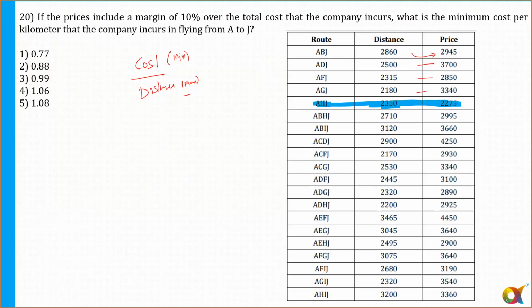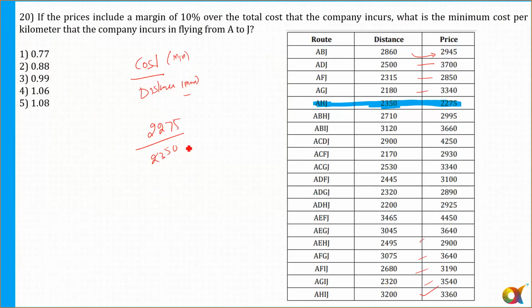So you can see here, everywhere it is more, isn't it? So here the minimum will be only for the route AHJ. The price here is 2275 upon 2350. And here there is a margin of 10%.